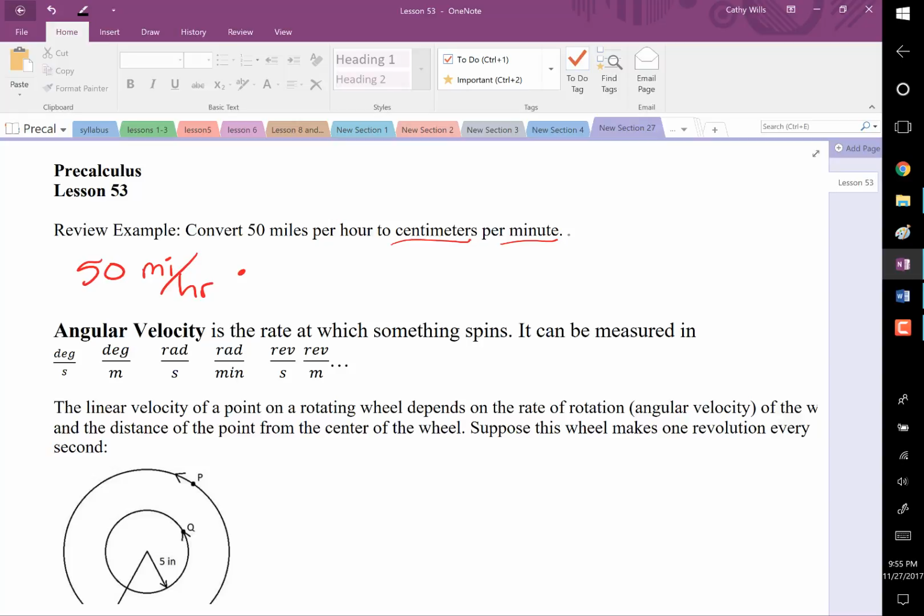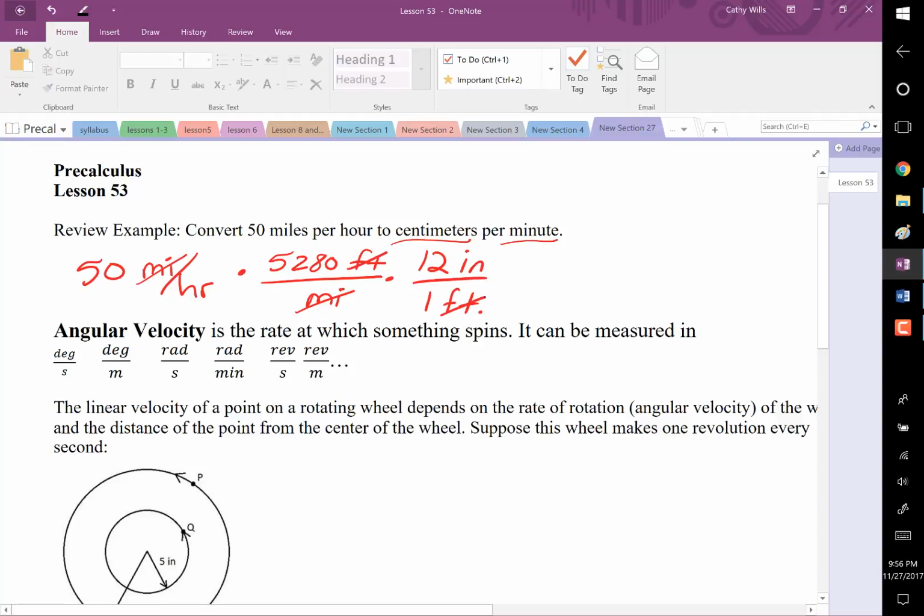All right, so I'm going to do that because I know that there are 5,280 feet in 1 mile. So that's 5,280 feet per mile. All right, that means miles on top, miles on the bottom, the miles cancel. So I'm at feet. Now I'm going to go to inches. There are 12 inches in 1 foot. All right, so feet on top, feet on bottom, cancel. Now I'm going to change to centimeters. There are 2.54 centimeters in 1 inch. Inches on top, inches on bottom, they cancel.